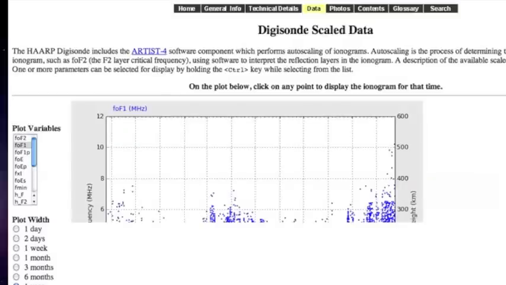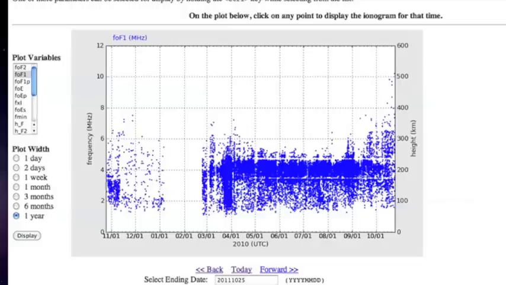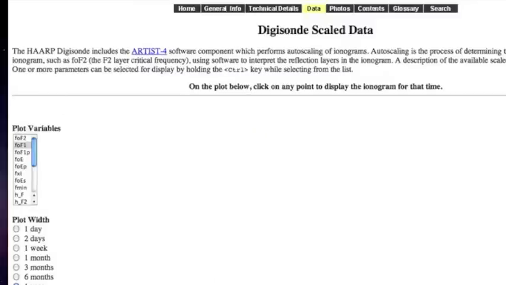Let's look at the F1 layer. We have the same increase right here, and you see we're starting to rise pretty sharply here to the point where we can say that this is not an anomaly. We are definitely having an increase in the foF1 critical frequency.